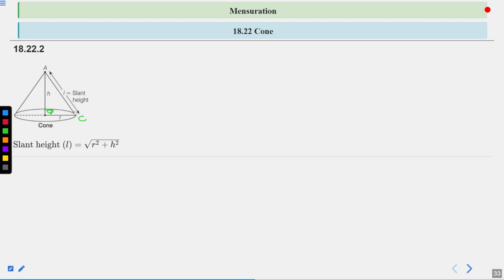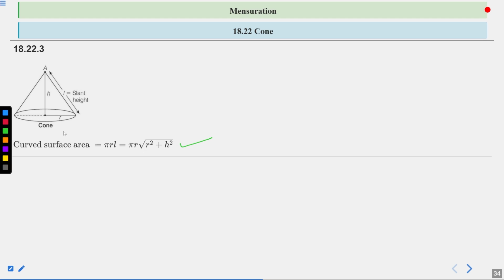Next one, 18.22.3 of the cone. So this is the diagram. Now the curved surface area will become pi r L, and L, we know how we can calculate L, under root r square plus h square. So if we have the values of r and h, we can calculate the curved surface area.